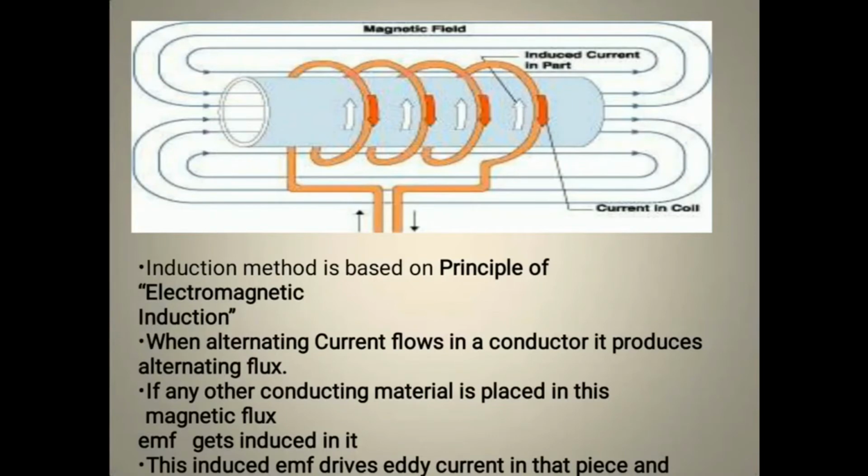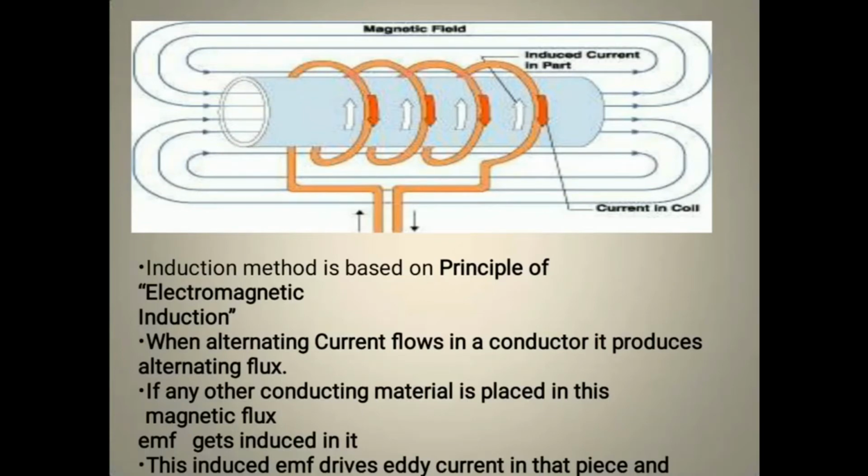The induction method is based on the principle of electromagnetic induction. When alternating current flows in a conductor, it produces alternating flux. If any other conducting material is placed in this magnetic field, due to the magnetic flux, EMF gets induced in it. This induced EMF drives eddy current in that piece, and due to this eddy current there are eddy current losses. From the eddy current losses, we get heat.